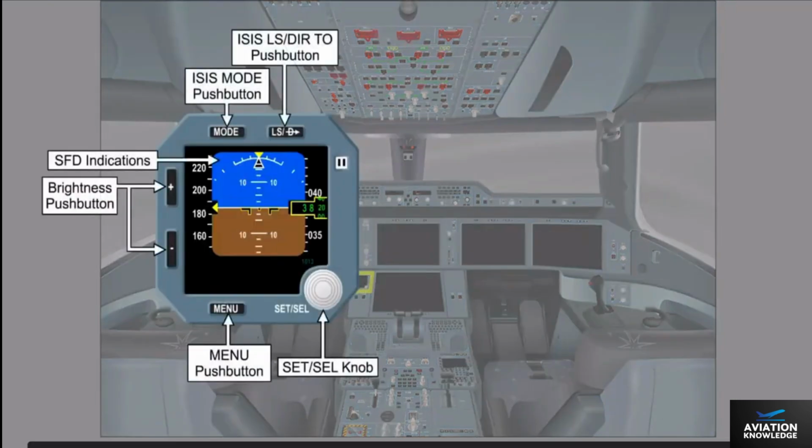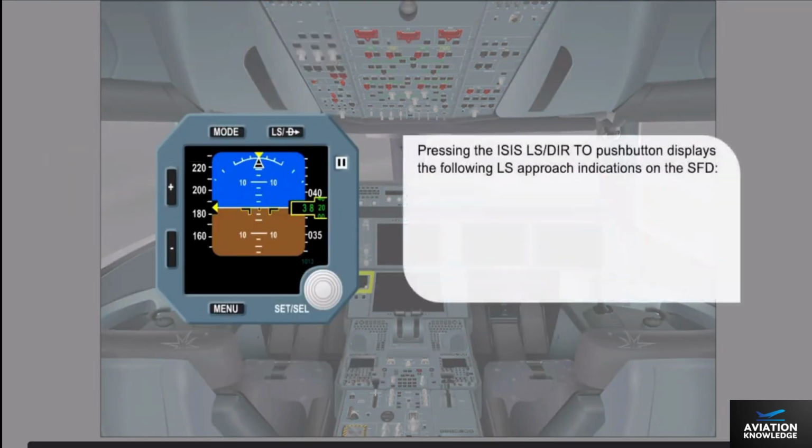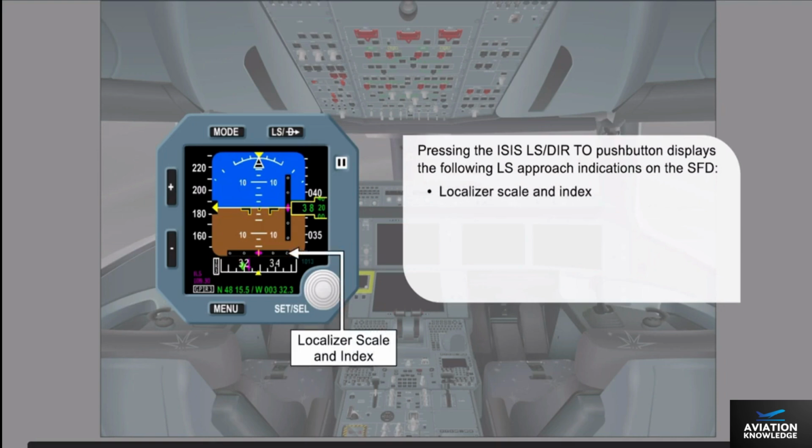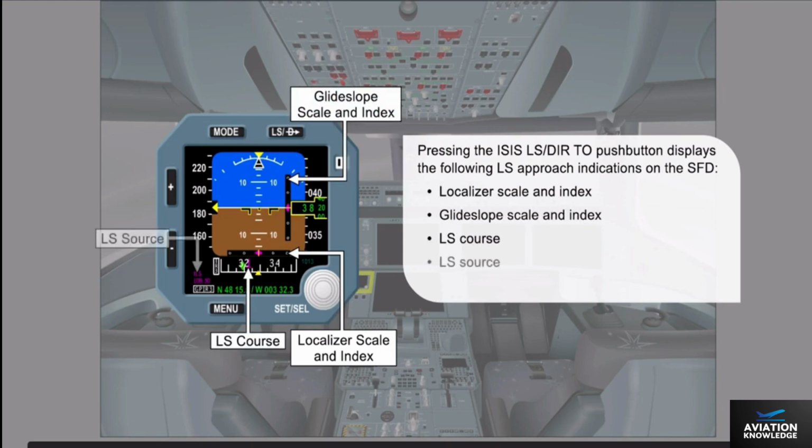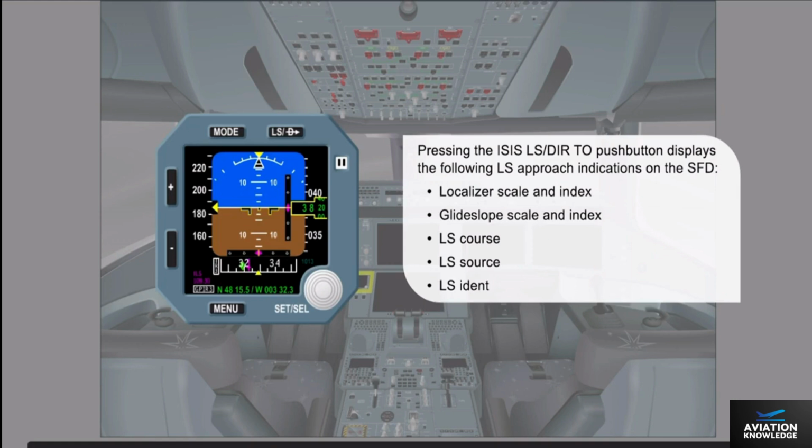Pressing the Integrated Standby Instrument System Landing System push button displays the following landing system approach indications on the standby flight display: a localizer scale and index, a glide slope scale and index, a landing system course, a landing system source, and a landing system ident. Caution: do not use the Integrated Standby Instrument System Landing System push button for a back course takeoff or a back course localizer, as back course deviations are in the opposite direction.